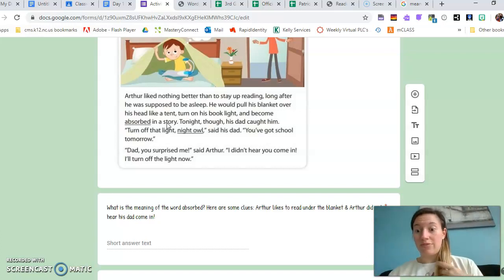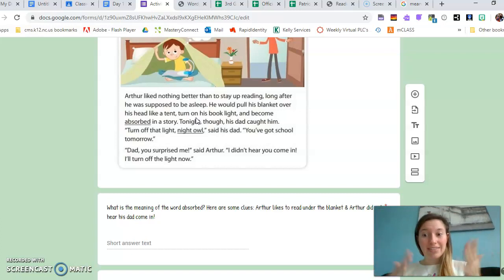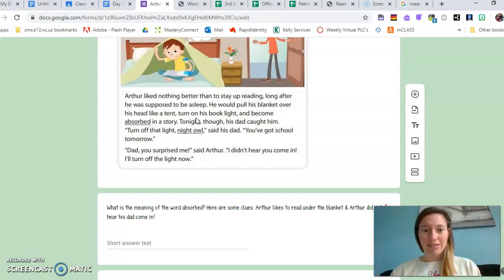But absorbed is tricky because if you know the word absorbed, you're like, I don't normally think about absorbed when reading. I think about it with like a sponge in water, like the sponge absorbed all the water. All the water went into it. So that makes sense though if you're reading? I mean, kind of figuratively, he got so sucked into the story. But can he literally get sucked in the story? Does it really mean the story sucked him up in it? No. Figurative means he was so interested and focused that he didn't notice anything else around him.